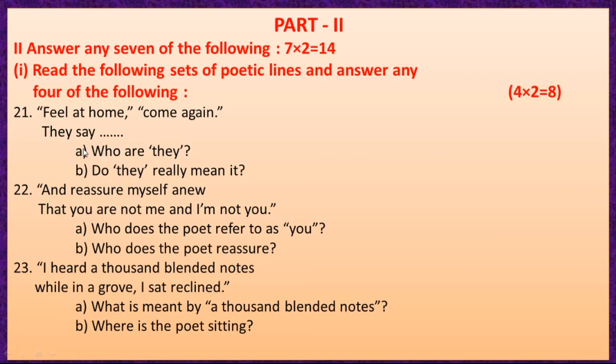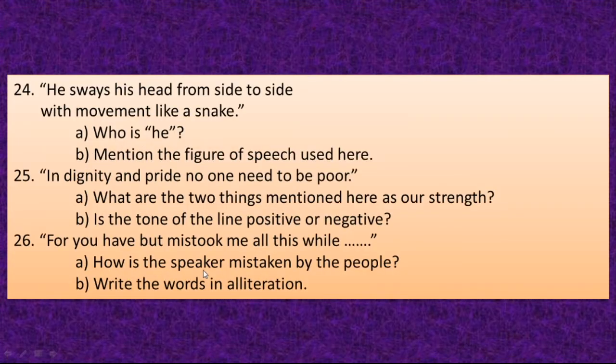Just write the A and write the answer. If possible, you can underline the keywords. For each answer you have the keyword. If you underline the keyword, it will be known exactly and you will be given marks. Okay, so write it clearly. So like this. Next B, write the answer. And put the question number 22, A, answer, B, answer. Like this you have to write this part.